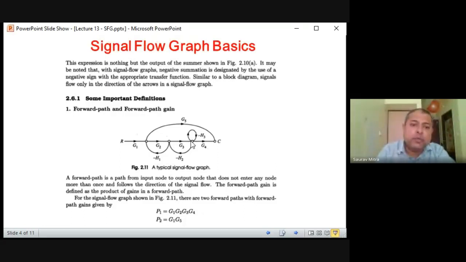Okay, so this is also called a loop. You can say the starting point and end point are the same. Everywhere the starting point and end point are the same. You can see here, in this loop it starts at this node, goes forward and comes back. Here also it starts at this node, goes forward and comes back. So it is minus H1 G2, it is minus H2 G3, it is minus H1, sorry, minus H3.